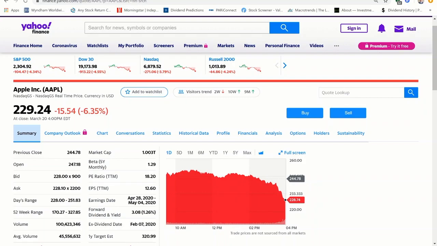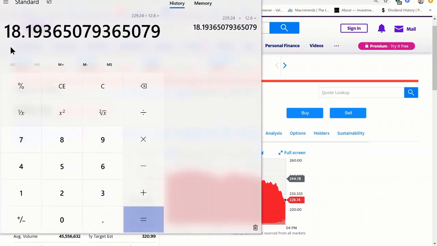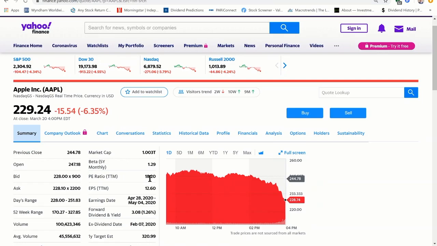If you wanted to calculate this yourself, just remember it is the price divided by the earnings. Currently, Apple's price is $229.24. The earnings, shown here as earnings per share, is 12.6. 229.24 divided by 12.6 equals 18.19365. Or, if we were to round that off, 18.2. So, is a PE of 18 a good value for Apple?